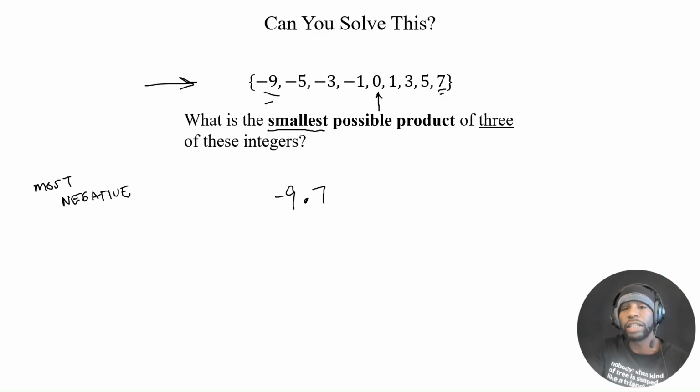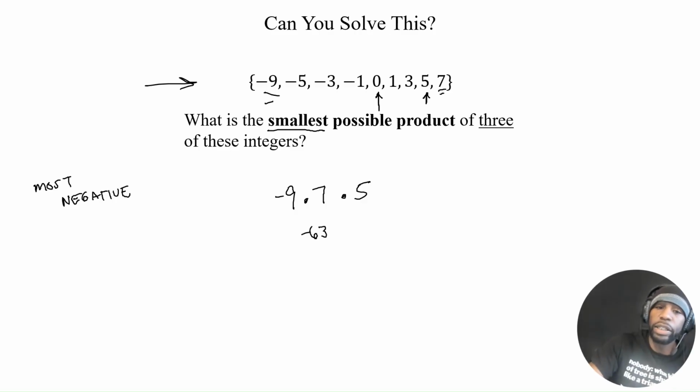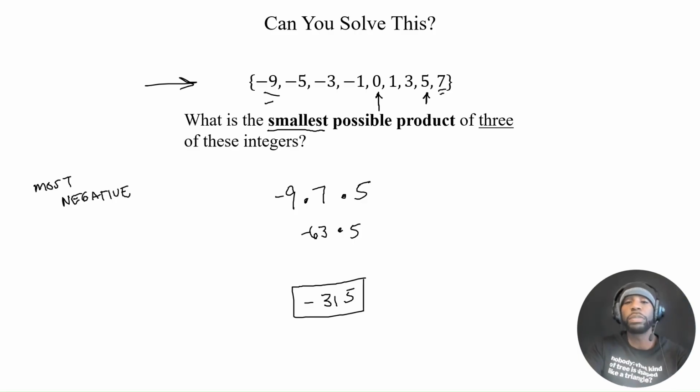So what can we multiply this by to keep the number negative? We can multiply it by 5 here. Okay, so -9 times 7 is going to be -63. And then -63 times 5, what is that? -315. All right, so the smallest possible product is -315.